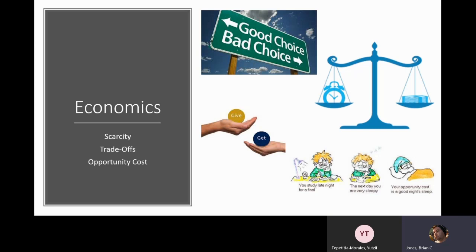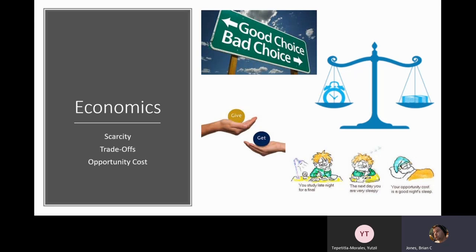One thing to think about is, why do we even have to make choices? Well, that goes back to the word scarcity. Because of scarcity, we have to make choices. If there was no scarcity in the world, then you could just do everything and buy everything you wanted. But because of scarcity, we have to make choices.